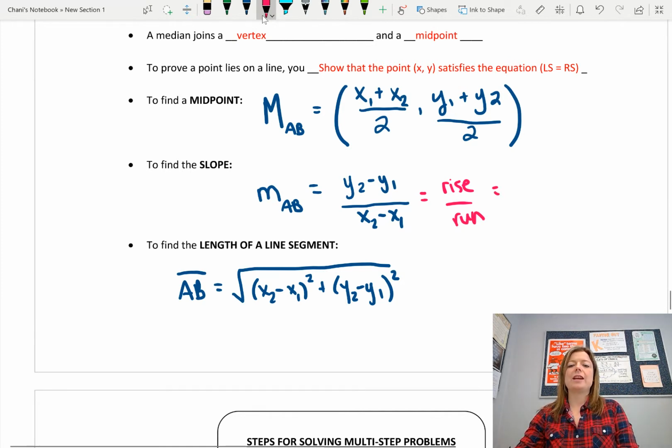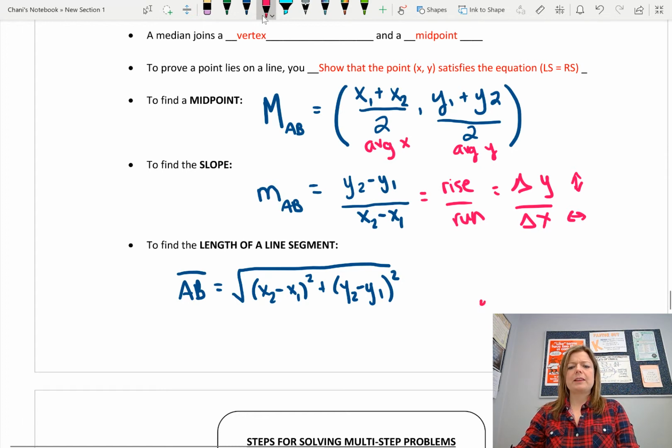This is just the change in y, so how much y changes with respect to the change in x. So how much you change going up and down divided by how much you change going left and right. Now, your midpoint, remember, is just the average of the x values and then the average of the y values, okay? You're just finding the halfway point.